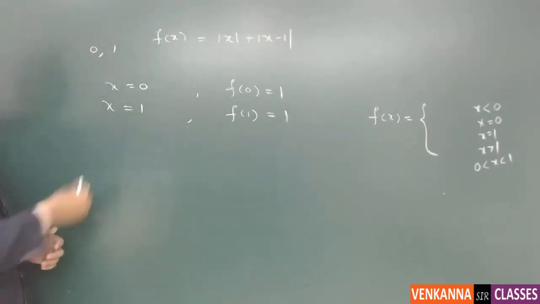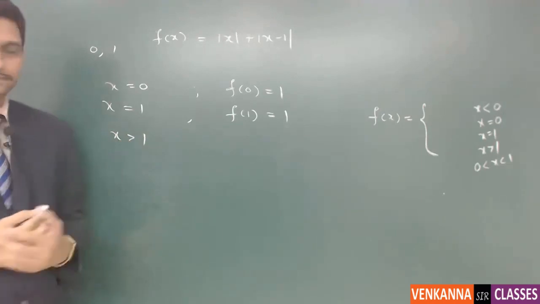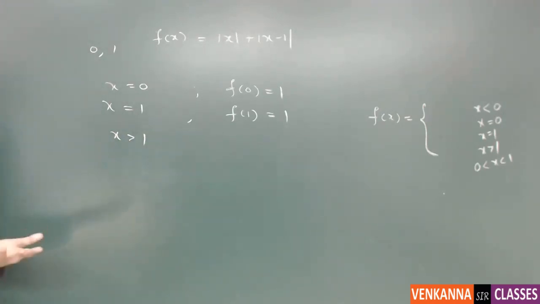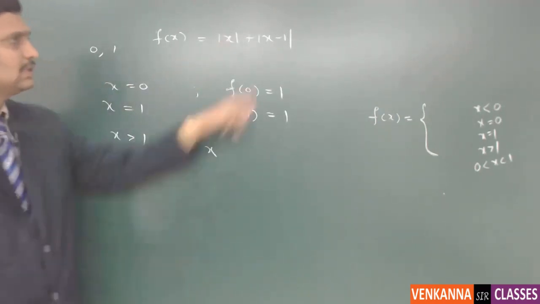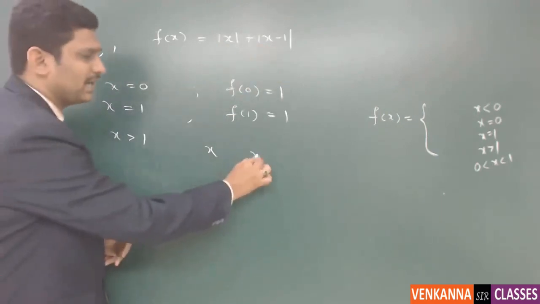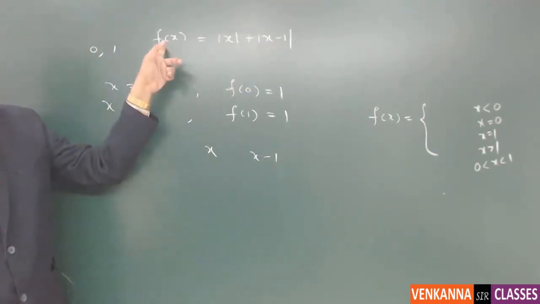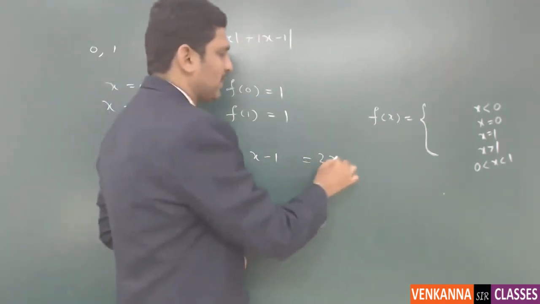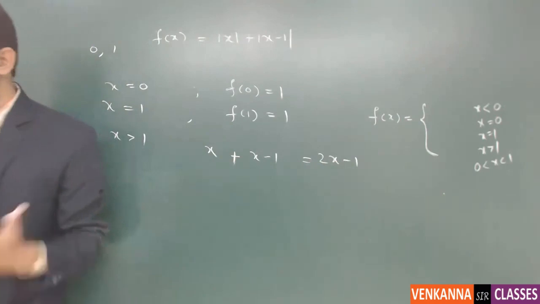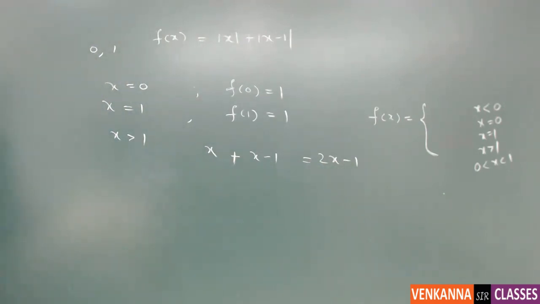Now take the case that x is greater than 1. Just assume that x is 2, 3, 4, any number. Then mod x is nothing but x and mod x minus 1 is nothing but x minus 1. Since f of x is the sum of these two values, you are adding them, it will be 2x minus 1. Accepted? That is how we are calculating the mod value. Any queries to anyone? Please tell.